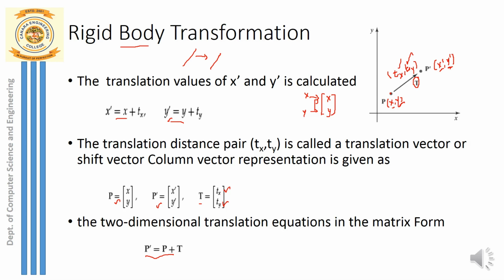So all that you have to understand here is how to represent any object or a point in the form of a matrix, and after that what is the translation and what is the general equation for performing translation. So this is what you have to know over here.